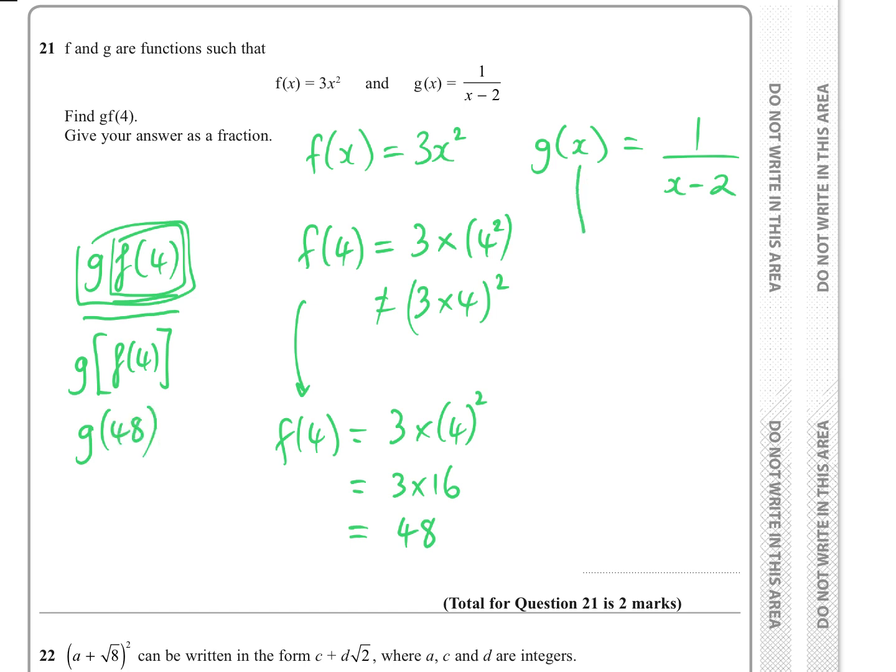So all we do then is just put 48 in here. So g takes on the value of 48 would be 1 over 48 minus 2, which is 1/46.